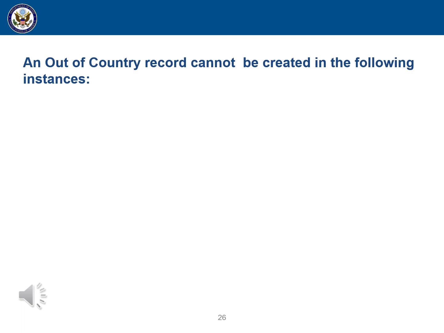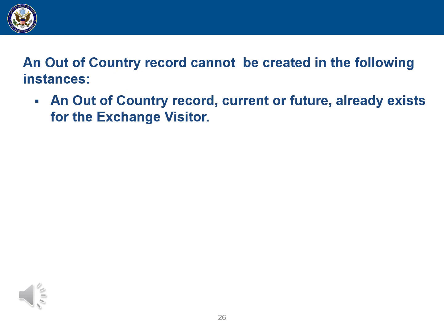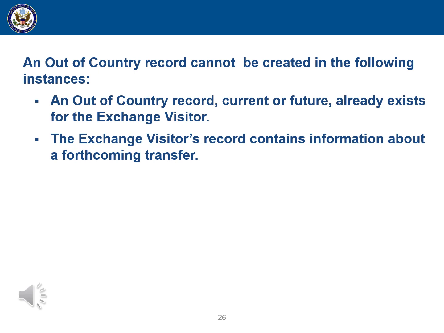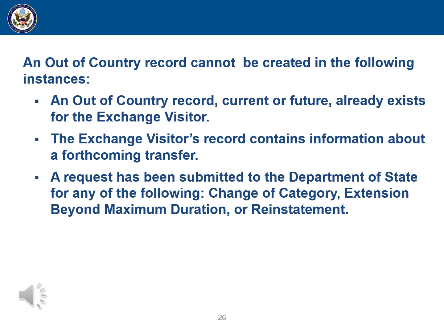SEVIS will not allow you to create an out-of-country record in the following circumstances. If an out-of-country record, current or future, already exists for the exchange visitor, if the exchange visitor's record contains information about a forthcoming transfer, or if a request has been submitted to the Department of State for any of the following: change of category, extension beyond maximum duration of participation, or reinstatement.